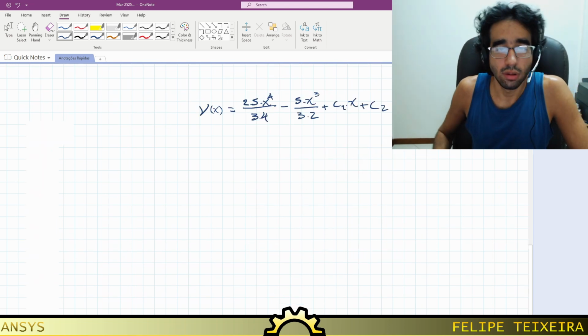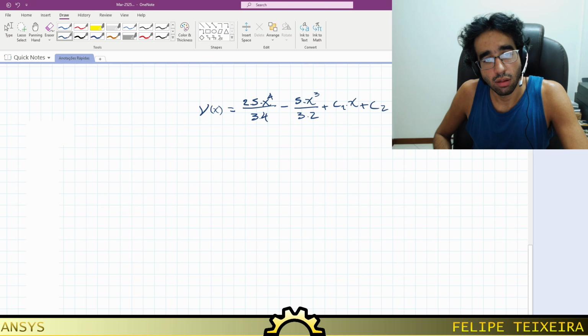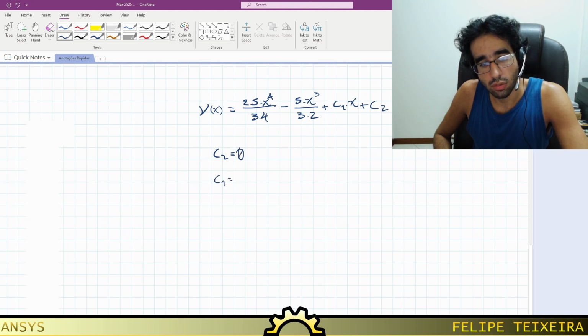Alright, so previously this was the expression we had for the elastic curve. And now we know that C2 equals 0 and C1 equals 1.666 recurring, which is actually 5/3. So we can finally write the equation for the elastic curve, which is nu of x is equal to.